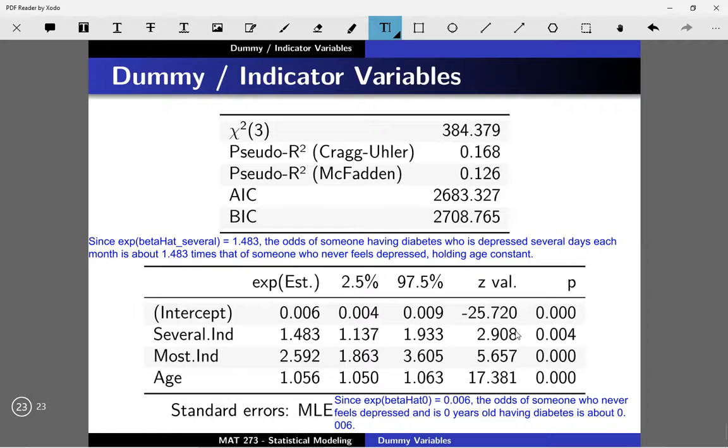Yeah, so that's how we interpret coefficient estimates for categorical predictors for multiple logistic regression. So thanks, and we'll see you guys next time.